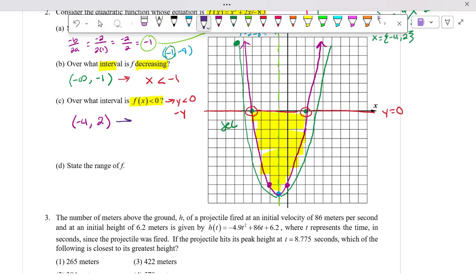Now, set builder notation, all you would do is make a compound inequality. So your x would be between -4 and 2. So it's your x is greater than -4, but less than 2.